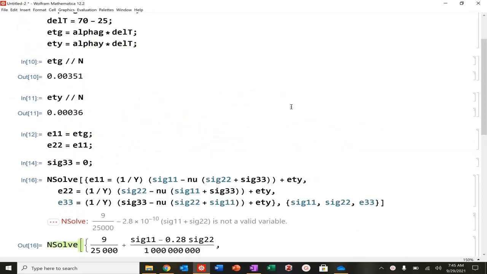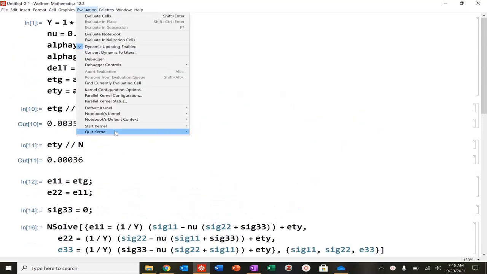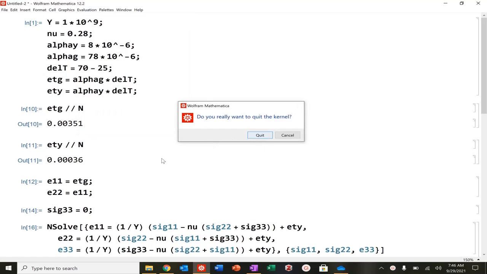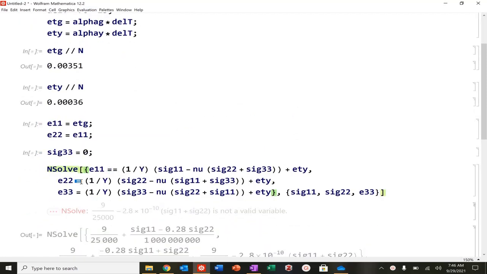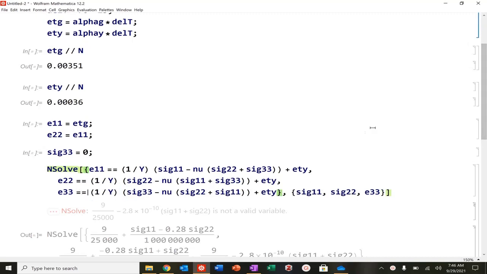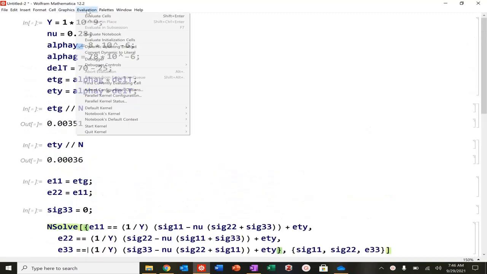I see. So the issue here is, and we're going to need to quit our kernel, we need to do the double equal sign. So whenever you're doing solve, double equal, and then double equal. I'm going to just run this whole thing over again, because once you've set equal, so let's just evaluate the notebook.